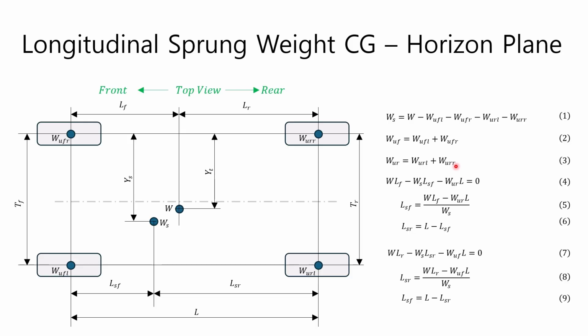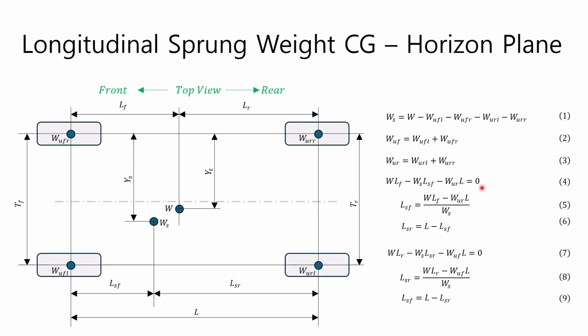Next, from the moment equilibrium about the front axle, the moment WLF generated by the entire vehicle weight must be in balance with the moment WSLSF generated by the sprung weight and the moment WURL generated by the unsprung weight, so the moment equilibrium equation in equation 4 can be obtained.